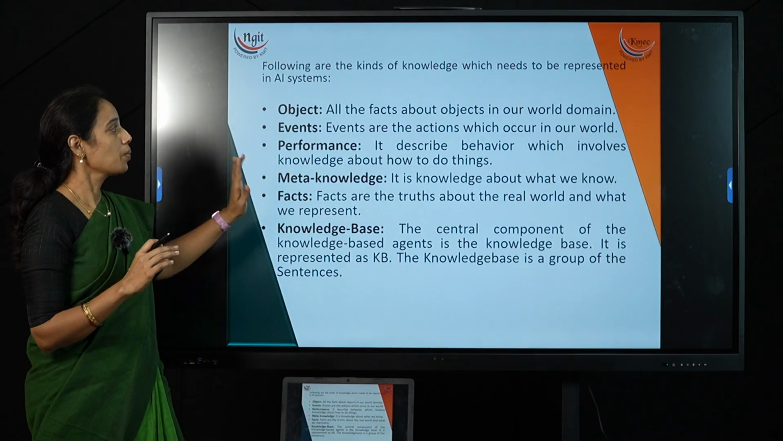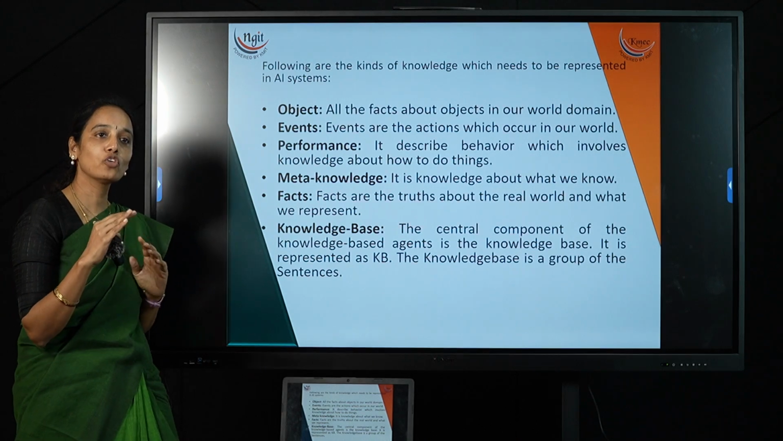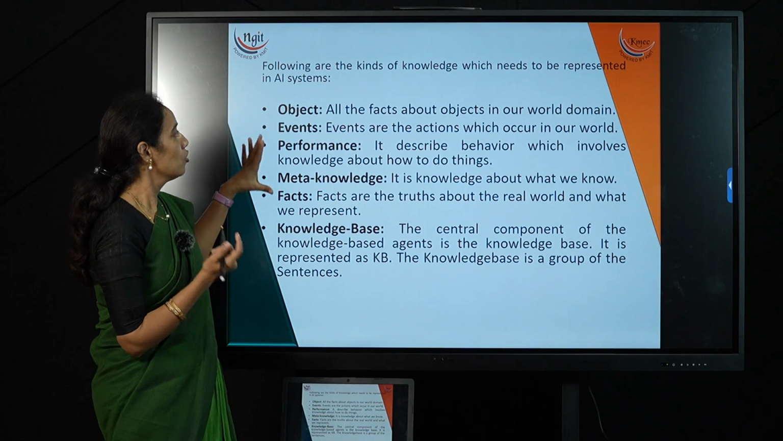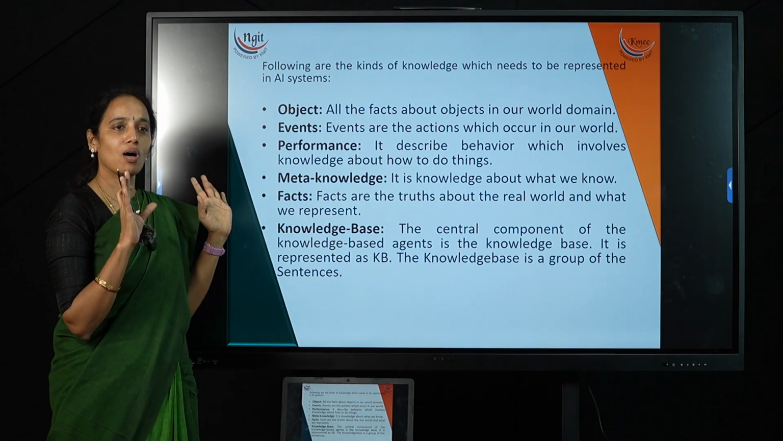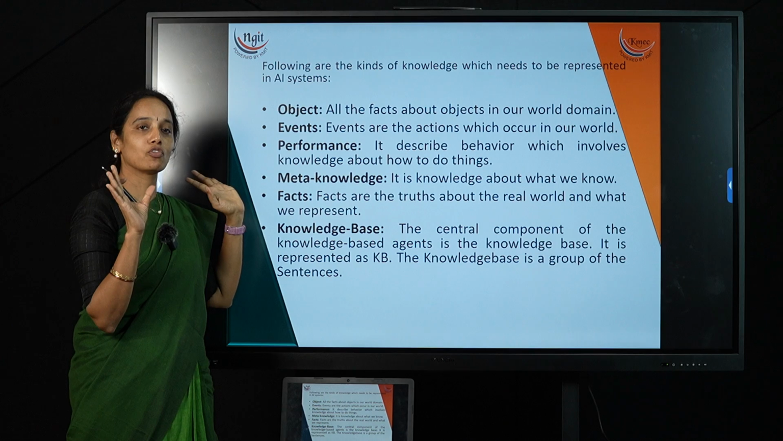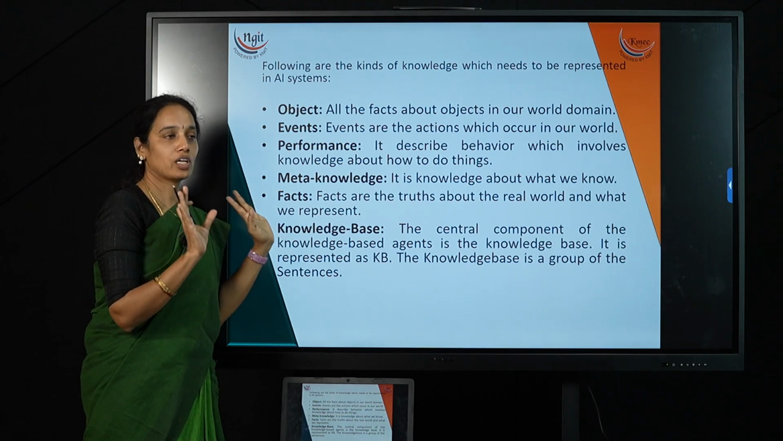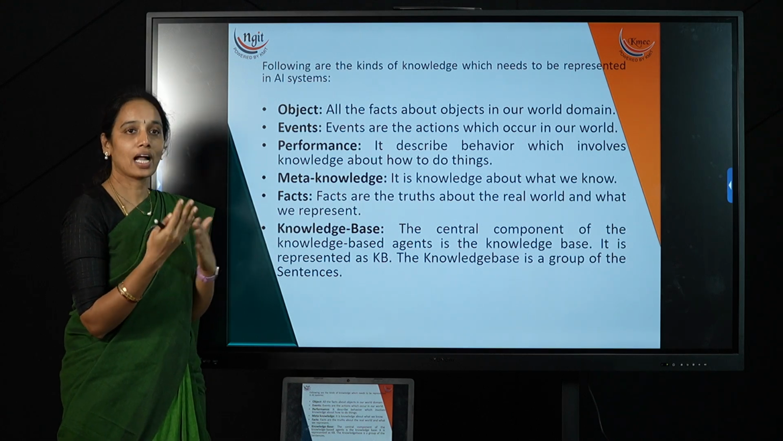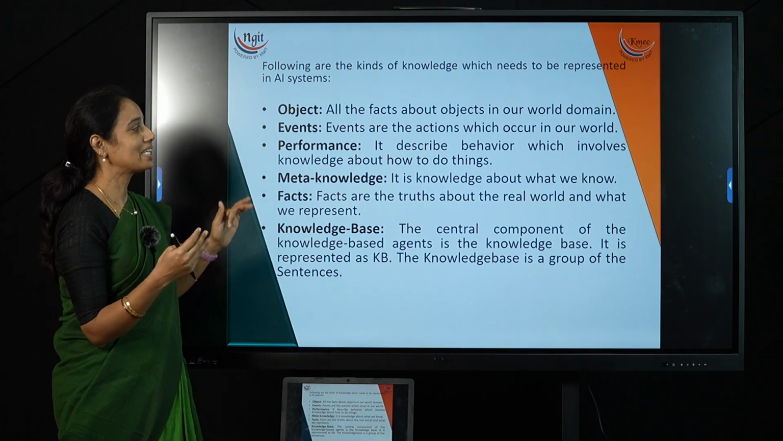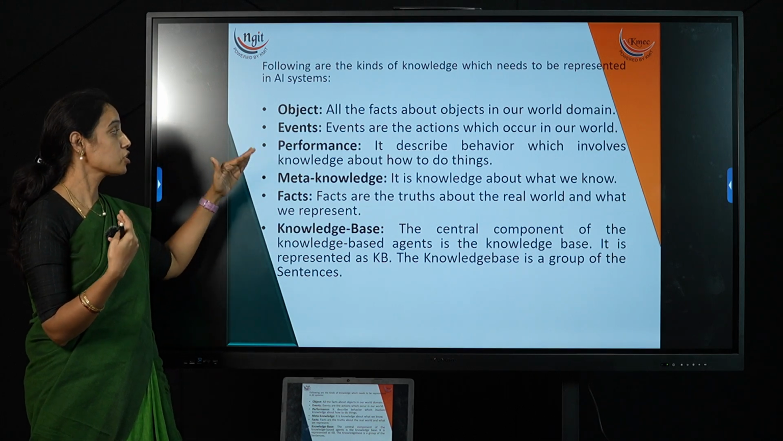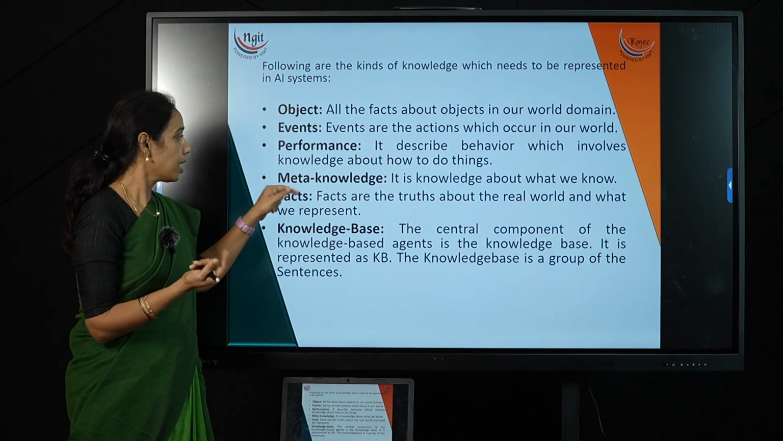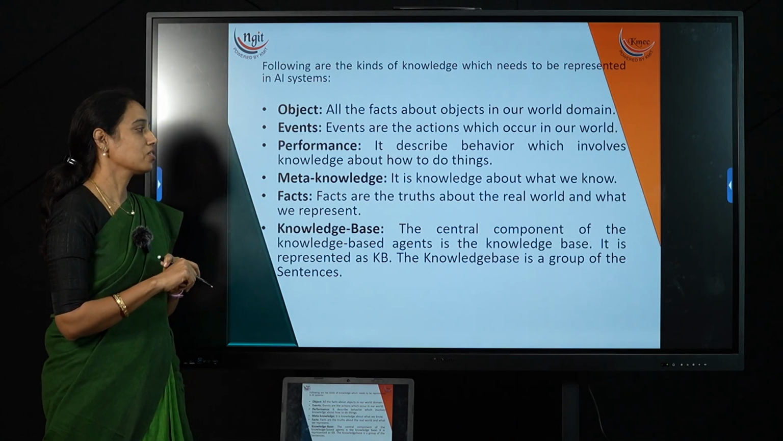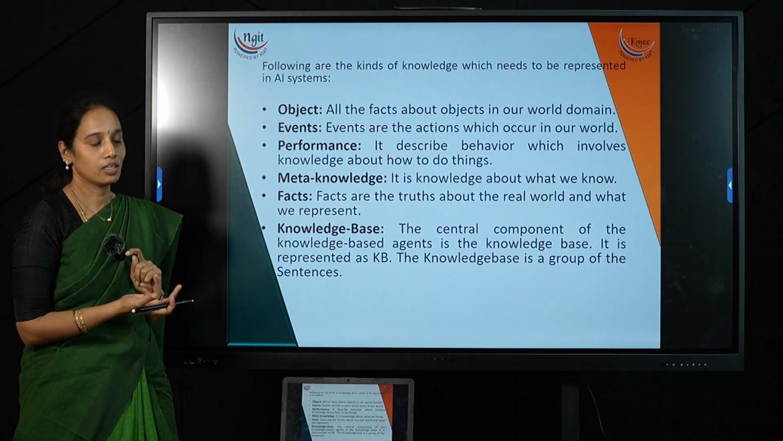And to make this knowledge representation, we have to feed some different kinds of knowledge to the knowledge-based agent, and these are the things. First one is objects, that is, all the facts about objects in our world domain we have to give to the knowledge-based agent. And then events, what actions occur, that we have to feed. Then performance, it describes behavior which involves knowledge about how to do things. Then meta knowledge, it is knowledge about the knowledge. Then facts, facts are nothing but the truths of the real world.